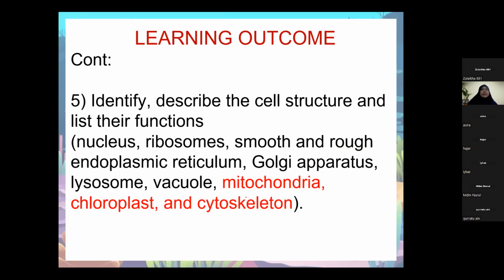Okay, so next we will continue discussing about cell structure and also function. So kita dah bincang pasal nucleus, dah bincang pasal ribosome, right? Dah bincang pasal smooth and rough ER, okay? Golgi apparatus, lysosome and vacuole, right? Now next, let's discuss about mitochondria, chloroplast, and also other components, okay? Right.